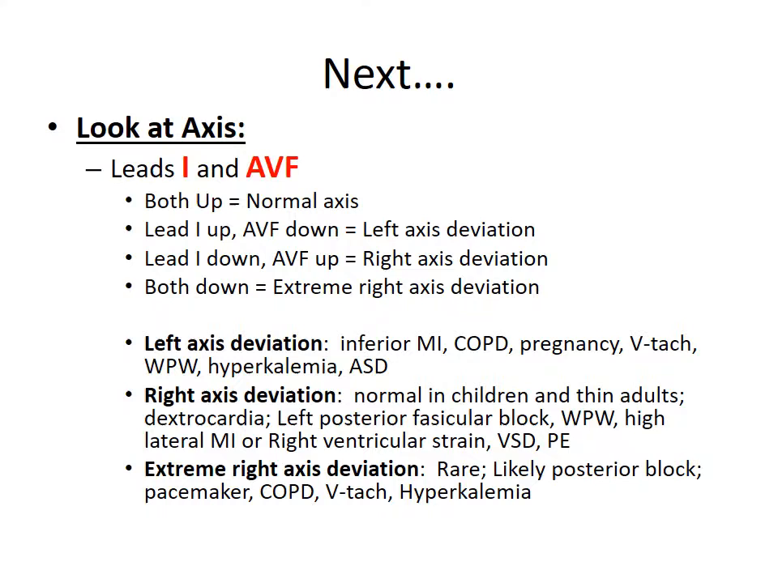If lead 1 is down, it's got to be a right axis deviation. And if AVF is also down, you have what we call an extreme right axis deviation, just meaning that there's a really significant change in the electrical conduction toward the right. All right, here are some reasons that you might see these axis deviations. I don't think you need to memorize these necessarily, but be aware that if you see an axis deviation, you should probably think about what might be causing that, out on rotations and out in practice, okay?